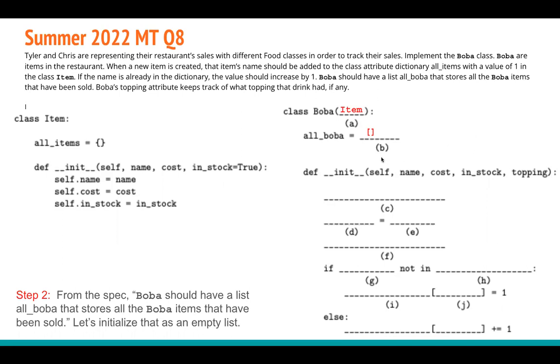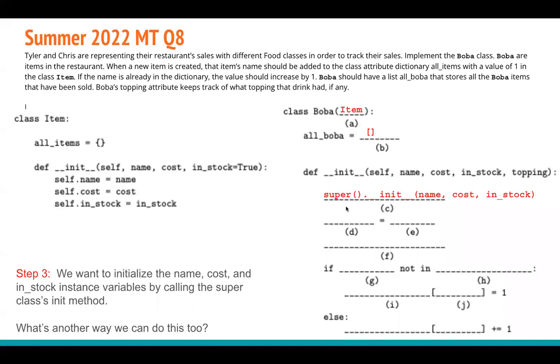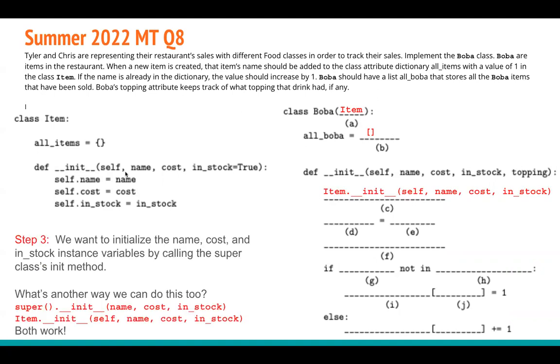And next, we're going to be looking inside our init method. We know that since Boba is a subclass of Item, we can call the init method of our superclass in order to basically do this work for us without having to rewrite it in our Boba class. So one way we could do that is writing super().__init__ with name, cost, and stock, which is basically passing the same arguments as in the init method of the Item class. Another way we could do this is Item.__init__(self, name, cost, stock).